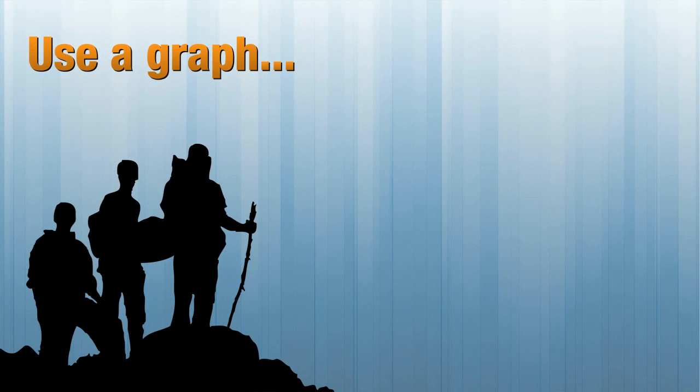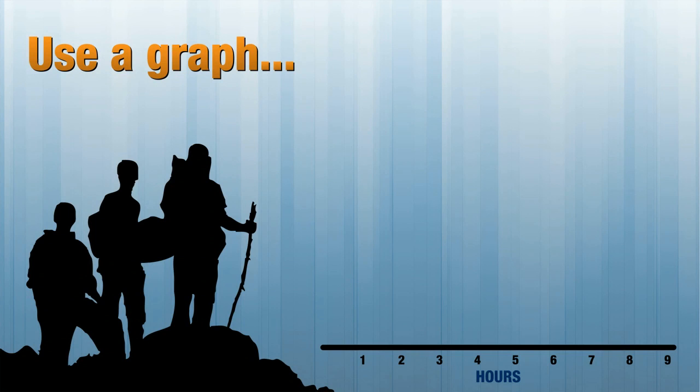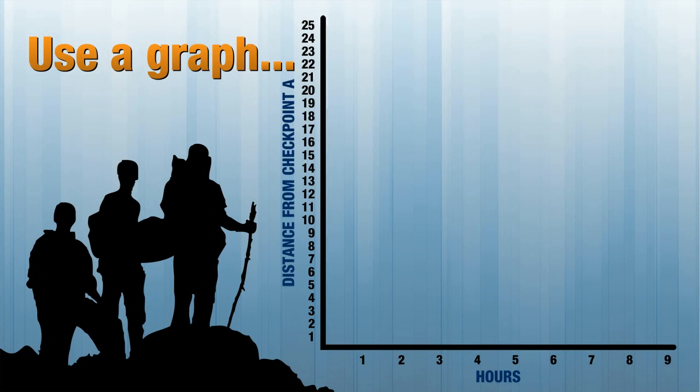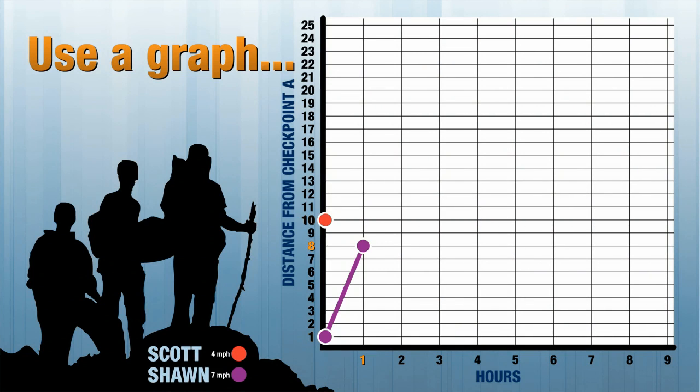A second strategy involves using a graph to visualize the problem to determine the solution. For example, here the horizontal line represents the number of hours Scott and Sean have been running, and the vertical line represents their distance from checkpoint A. We can easily plot where both men are when Sean starts out. At the first hour, we plot 8 for Sean and 14 for Scott. At the second hour, we plot 15 for Sean and 18 for Scott.